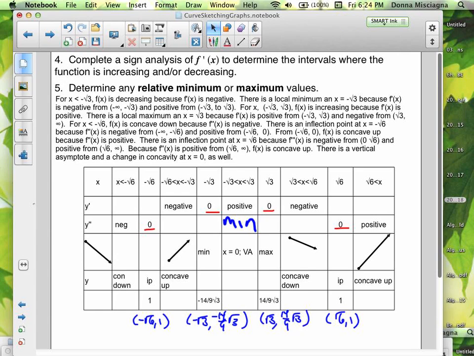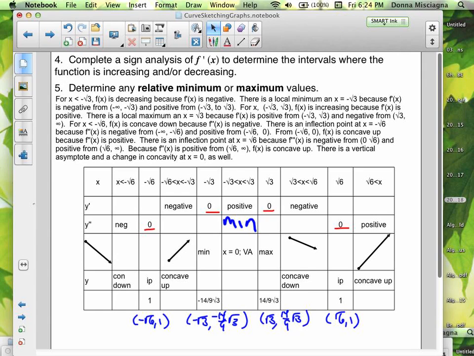For x between negative square root of 3 and square root of 3, our function is increasing because the first derivative is positive. There's a local maximum at x equals square root of 3 because our first derivative is positive from negative square root of 3 to square root of 3, and negative from square root of 3 to infinity.